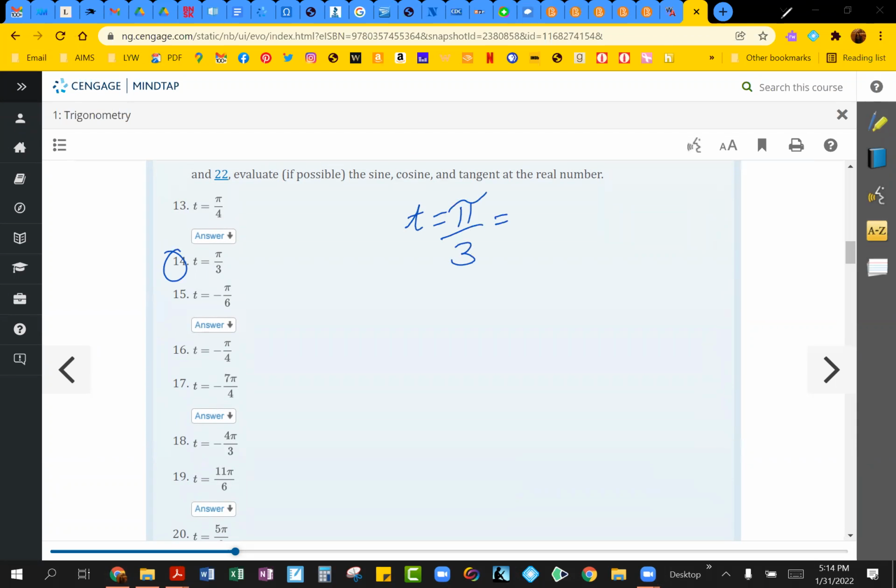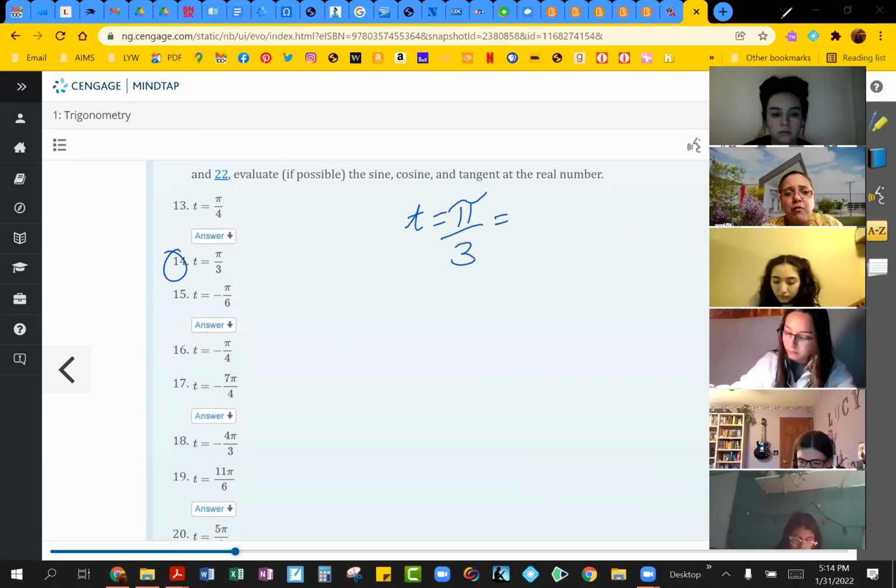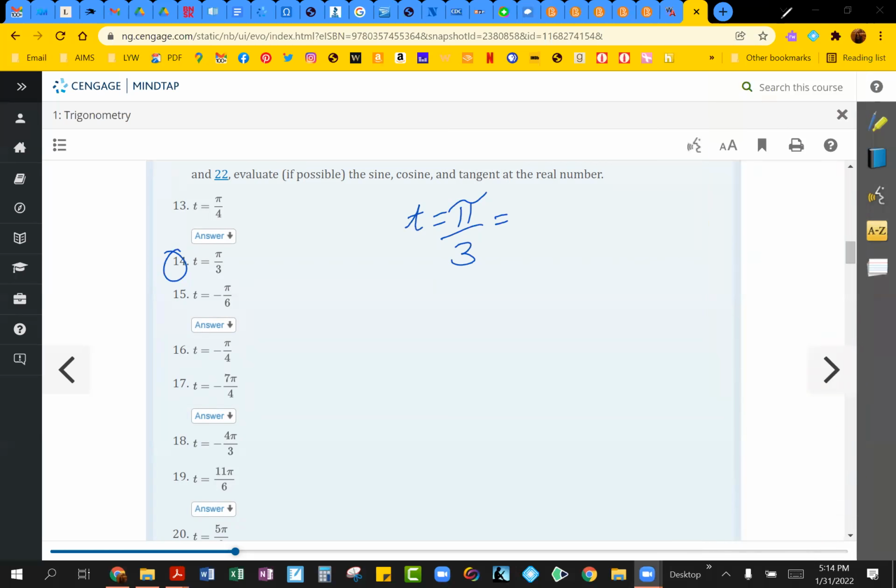Can you tell me what this angle is in degrees so you know where to place it on the unit circle? Very nice. Remember, this is where you multiply this with 180 degrees over pi. So your pi will cancel each other out, and you end up with 180 divided by 3. 3 goes into 18 6 times. So it's 60 degrees for pi over 3.